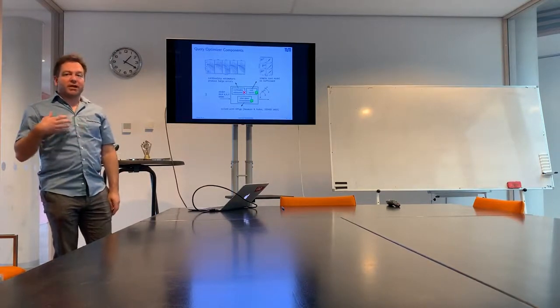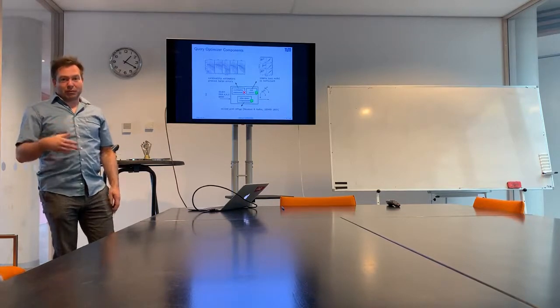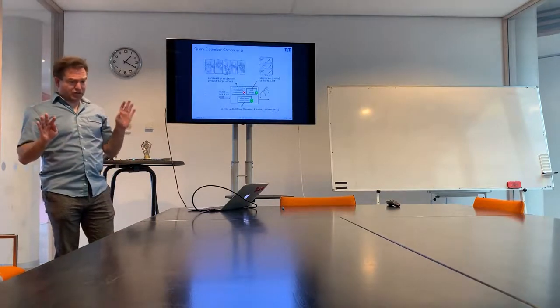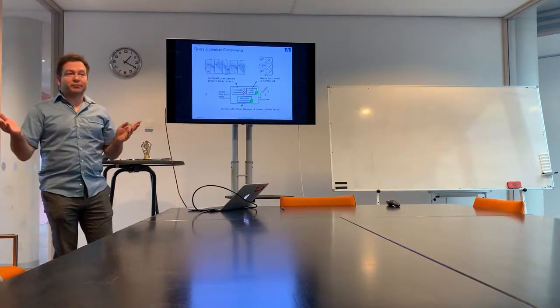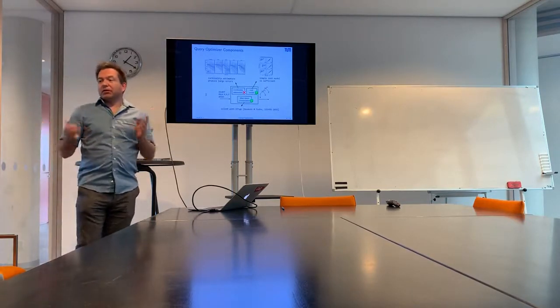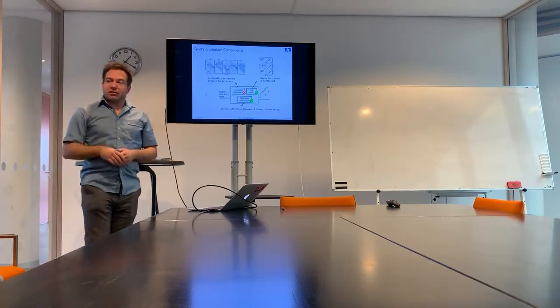Things do not behave according to the independence assumption, because optimizers typically just use some selectivity factor for a predicate on each table, and then they multiply them together. That's the way the joint cardinality is estimated.